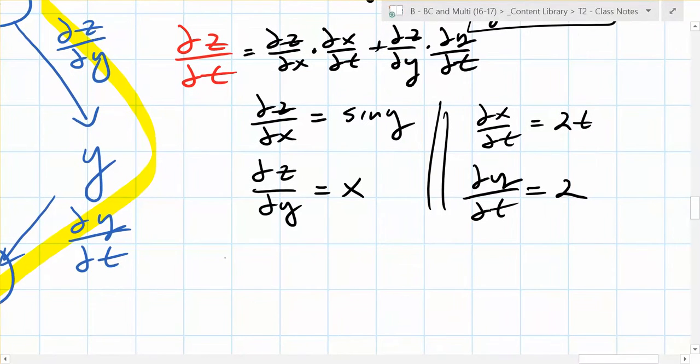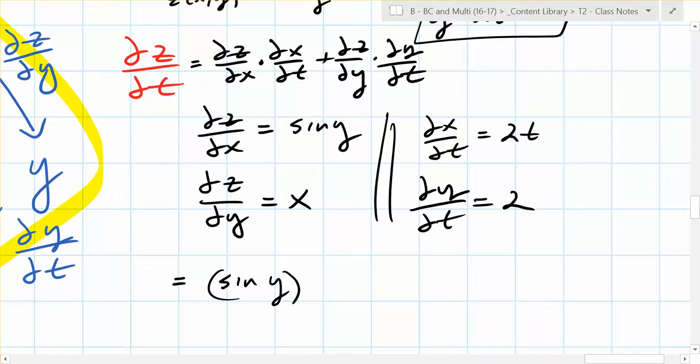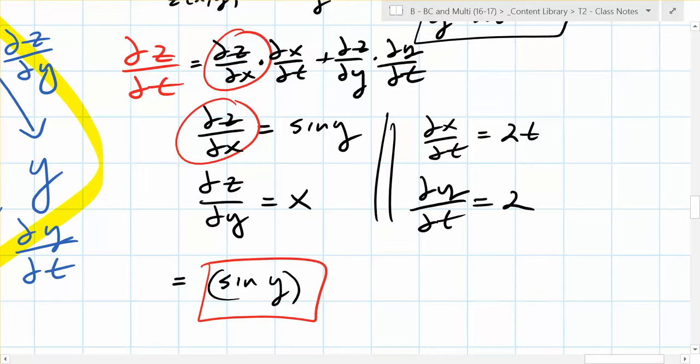So let's write it out. What's that product going to be? Well, it's going to be sine y. Now it's going to be sine y times what? dx dt. What's that one? So what do we have here? Here's this one, which goes right there. Times what? No, dx dt. 2t. Yep. Plus 2x. 2t. Plus what? 2x.